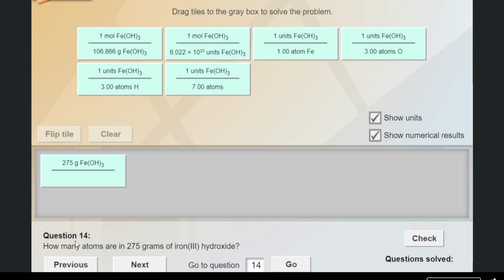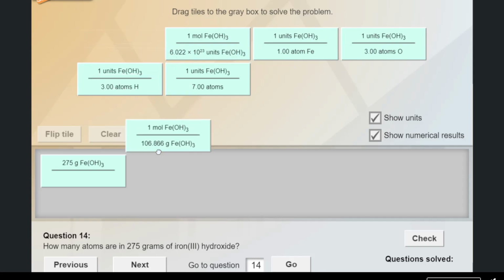So the compound is the particle, right? Iron 3 hydroxide is the particle. In iron 3 hydroxide, we have iron and we have hydroxide. If you write the formula, it's Fe(OH)3. So that's 1 iron, 3 oxygens, and 3 hydrogens. So we have to go step by step. In our first conversion factor, we have grams. So we need to get the molar mass of iron 3 hydroxide. We have a lot of options here, right? This is our molar mass.